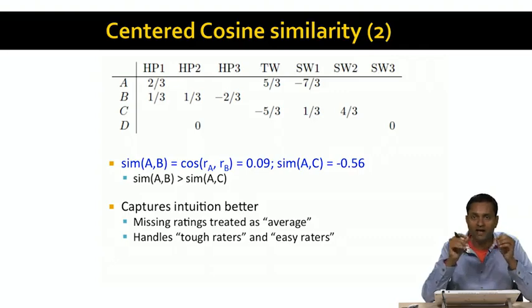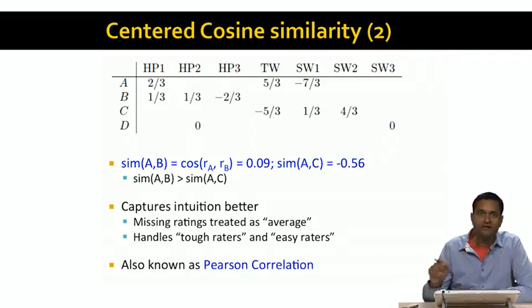By subtracting out the average rating of each user, we've centered users around an average of 0, and we sort of normalized to some extent the tough raters and the easy raters. So the centered cosine has these two advantages of centering around 0 and capturing our intuition better. Now, it turns out there's another name for the centered cosine similarity in the world of statistics. It's also known as the Pearson correlation. So if you hear somebody talk about the Pearson correlation, they're just talking about centered cosine similarity.